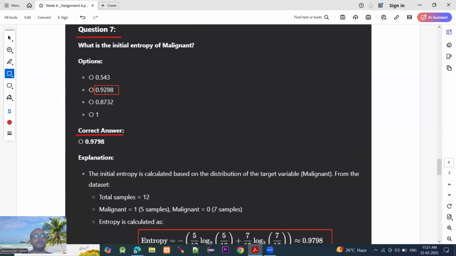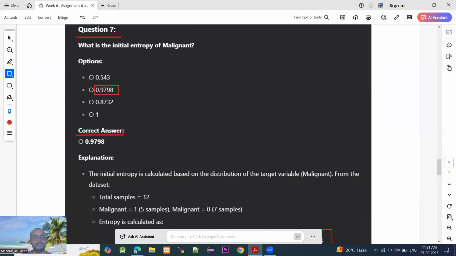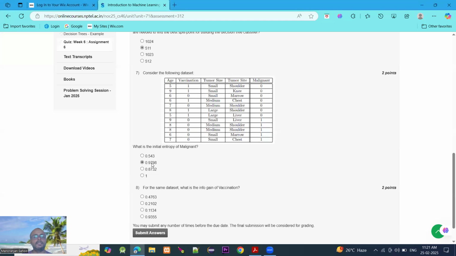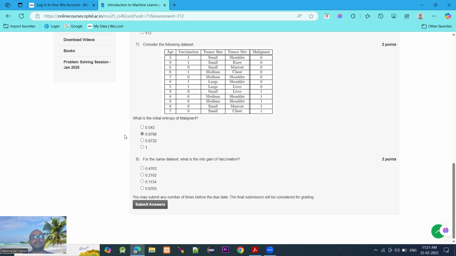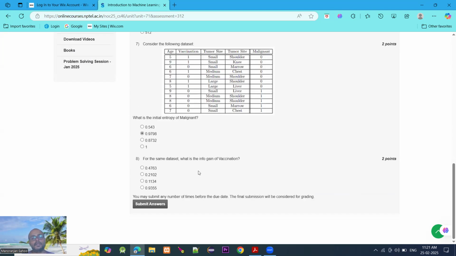Question number 7, option B, 0.9798. Got it? Then moving to the last question. For the same data set, what is the information gain of vaccinations?